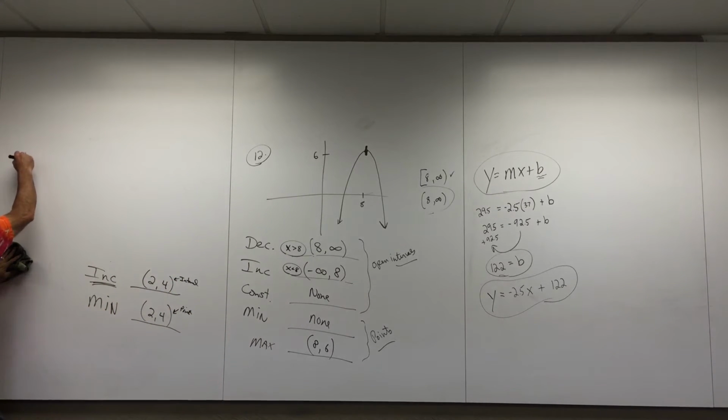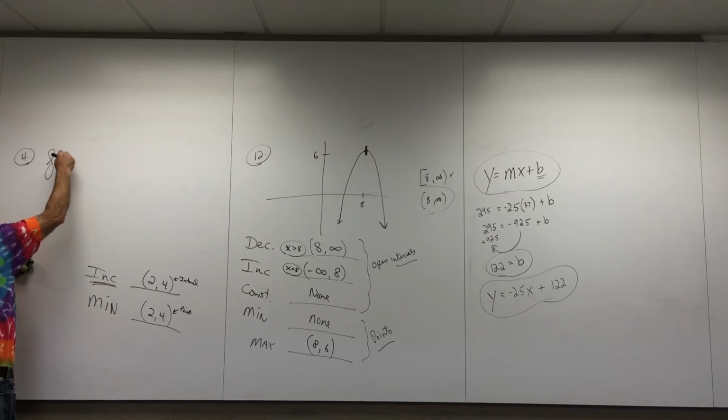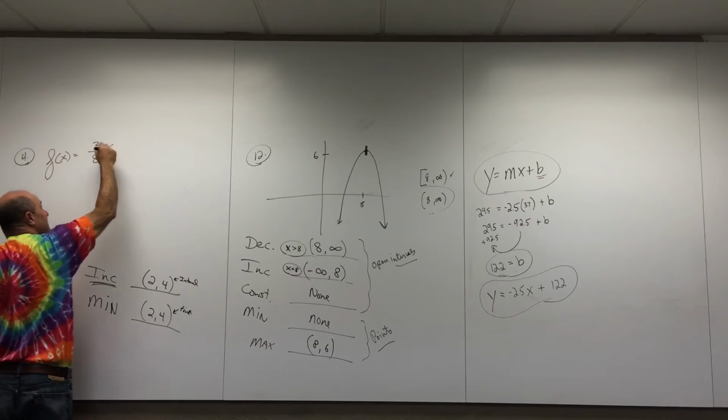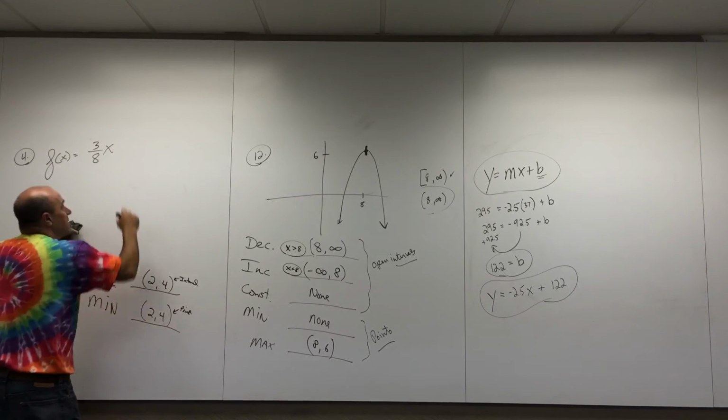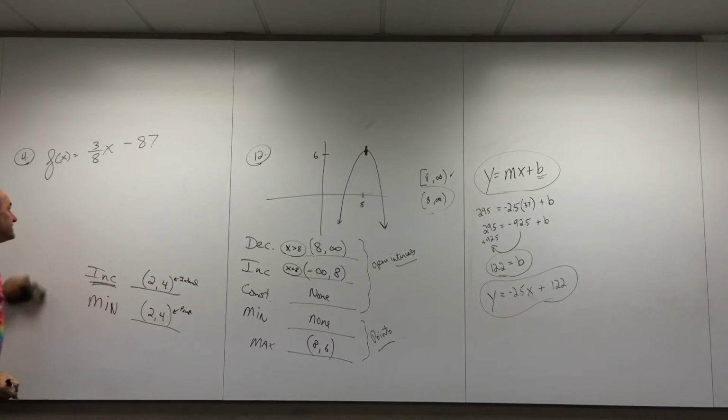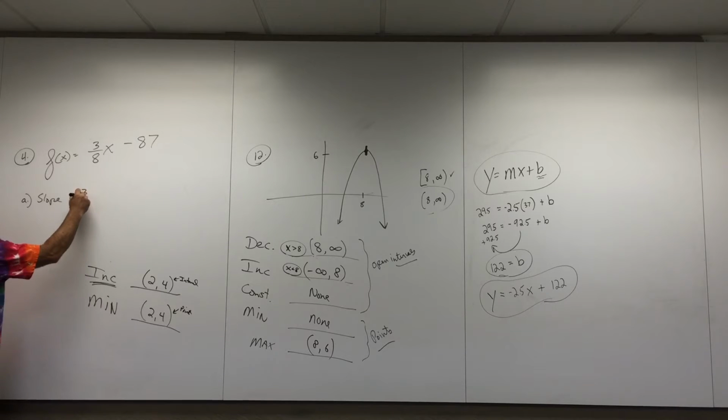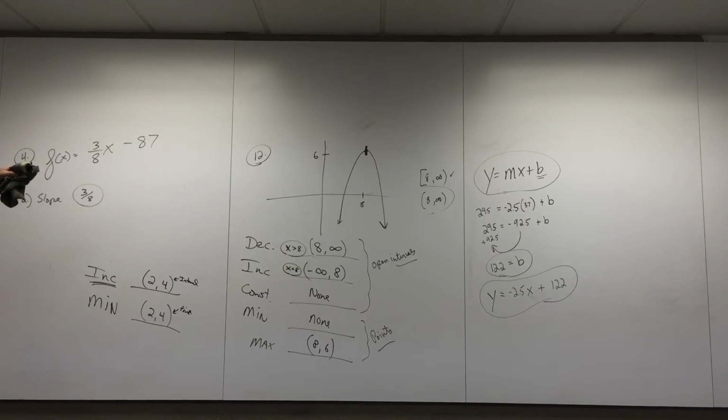But number 4 here. It's f of x equals 3/8 x minus 87. Okay, this is a good question. Part A says, what's the slope? 3/8 is the answer. You know that. That's just y equals mx plus b. That's all that is.